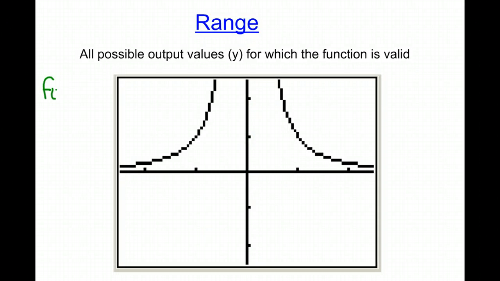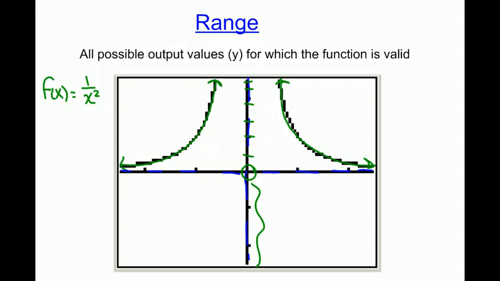Looking at the parent function, f of x equals 1 over x squared. We see that these have asymptotes on the x and y axis, which means that these lines are approaching but never equal that value. So we have an asymptote here, and we have an asymptote here. So looking at our y values, we have positive values, but here we do not have a value, and we're missing all of these y values as well.